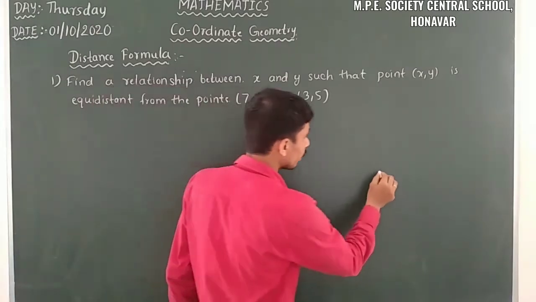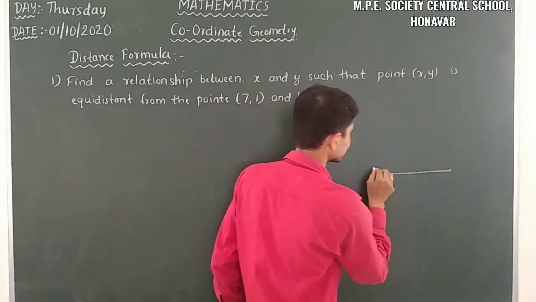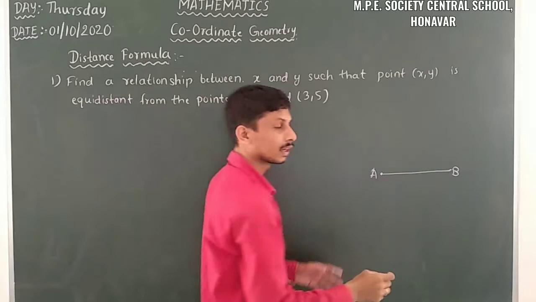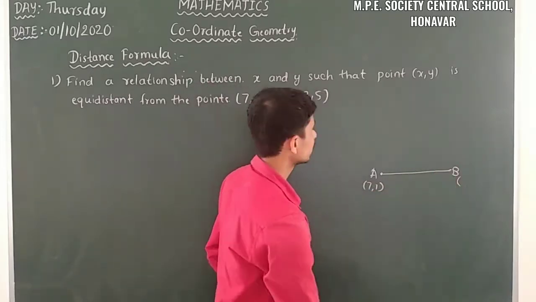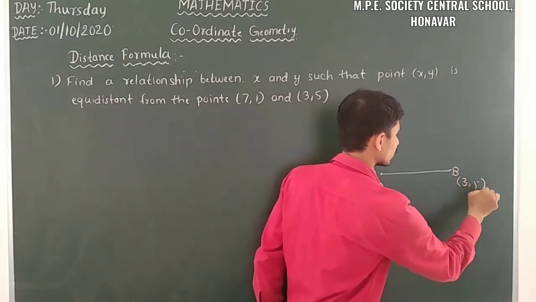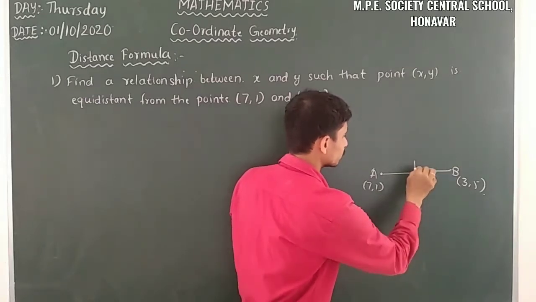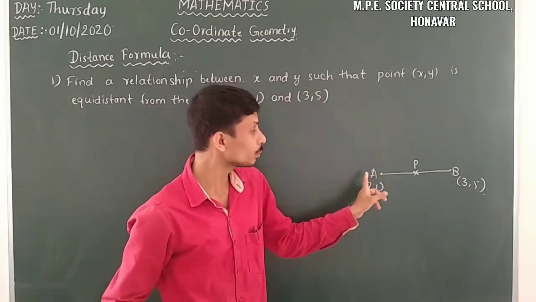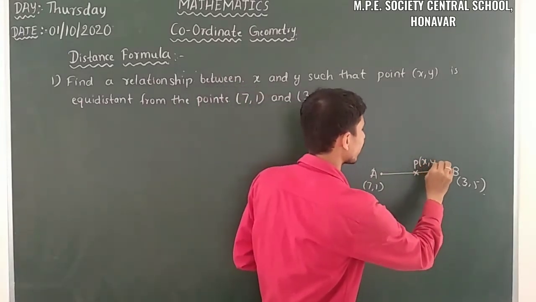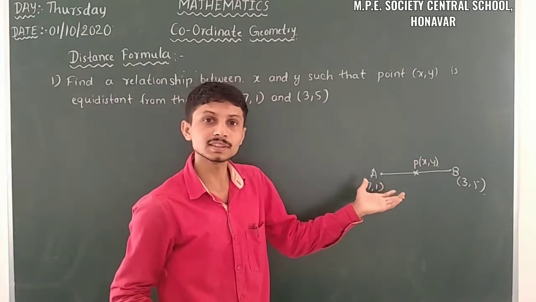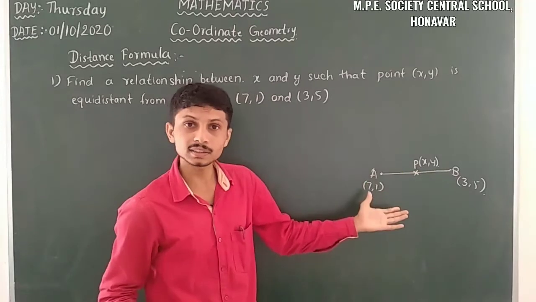When we have a line, I will take this as AB. Here A is (7, 1) and B is (3, 5). There is a point P, which is equidistant from both the points A and B. So P of (x, y). This is the problem. Here we have to find out the relationship.